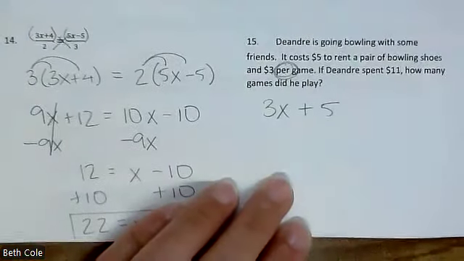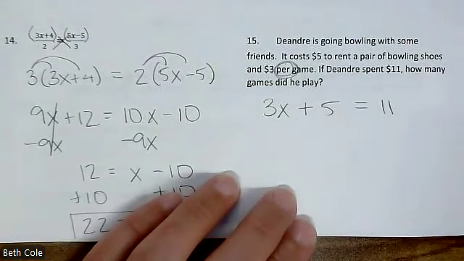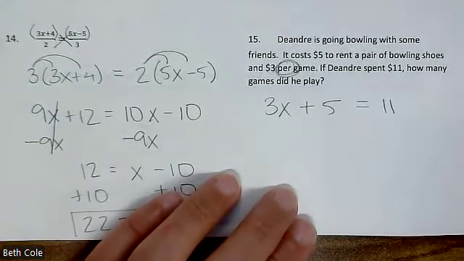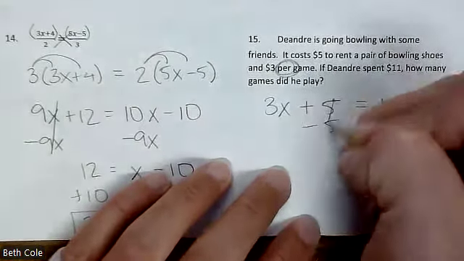Plus 5. Good, equals 11, and then we're going to solve it. That went so well. Oh my gosh, I thought I was going to have to pull teeth to get that out of you. You even said the word slope. Awesome. 10 out of 10. All right. You would subtract 5. Good.